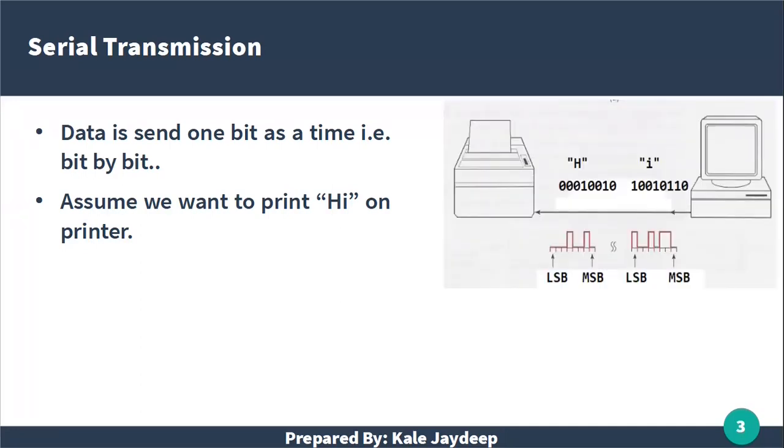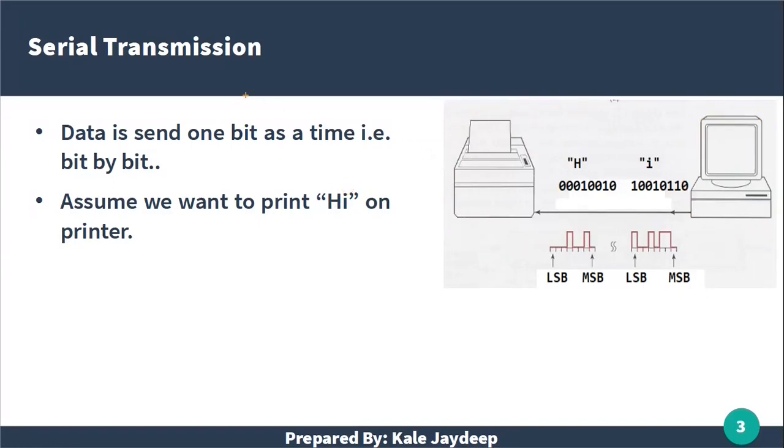Let us assume that we have one computer here and there is one printer. What is our aim? We want to print this string HI by using this printer. So obviously, in order to print this string HI, this computer has to send the binary code of HI to the printer. So how is this transmission going to occur? Let's try to understand.